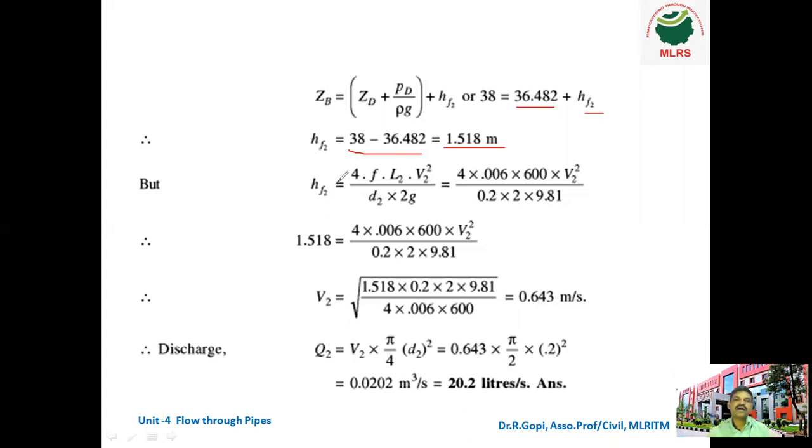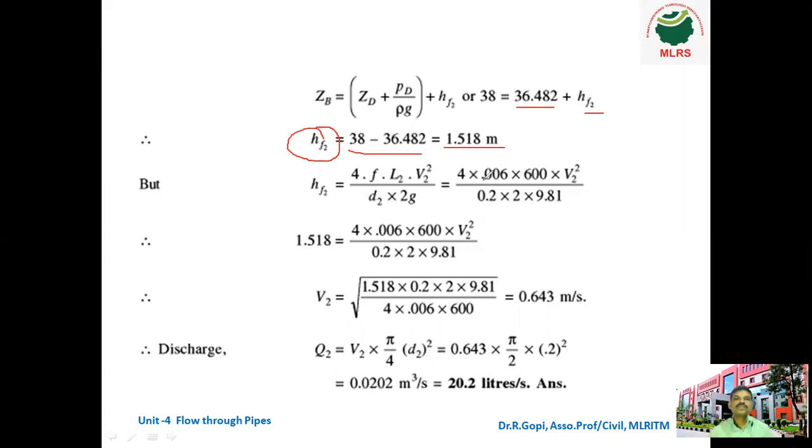What is our requirement for calculating discharge? We need area and velocity. Q1 is already given, but Q2 is not given. So for that purpose we need to calculate velocity V2 in the second pipe. Using this equation, HF we calculated, that is 1.518, equals 4F L2 V2 square divided by 2G D2.